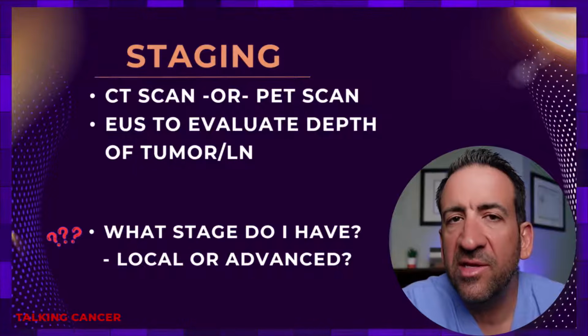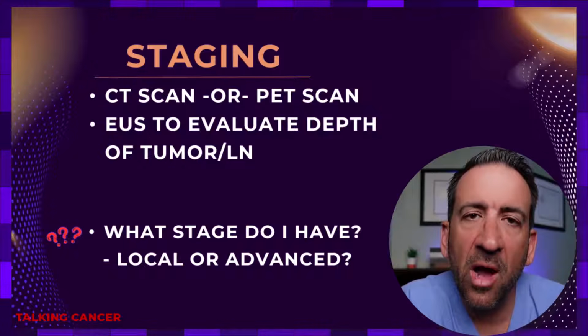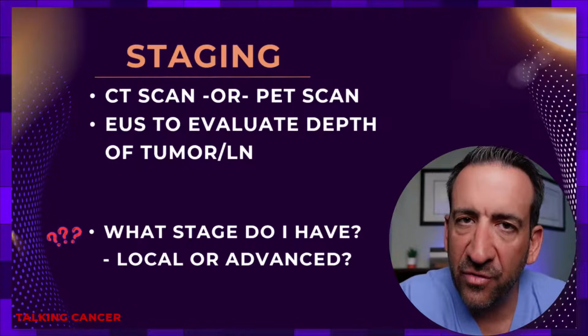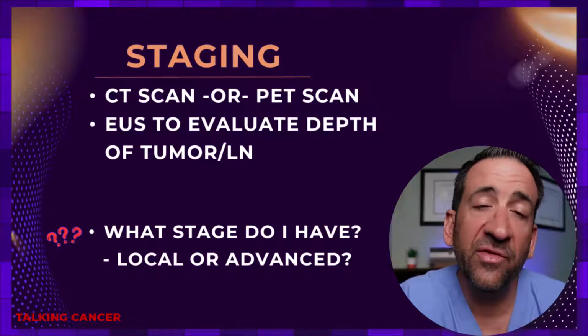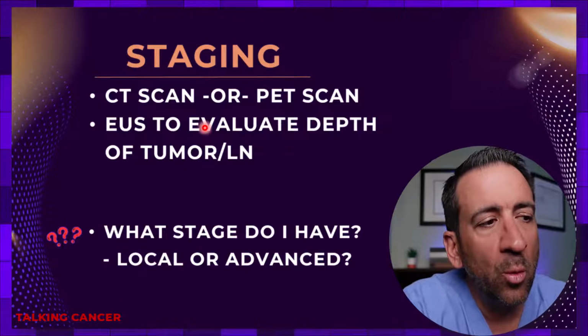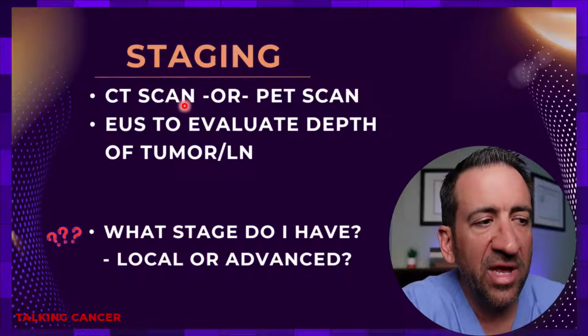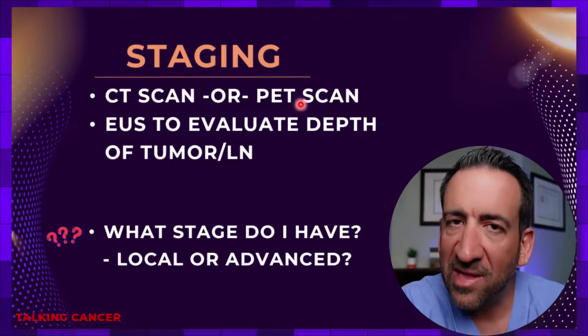All right, now let's move on to staging. This is when we will perform tests to try to figure out how advanced your cancer is, okay? Very important, because this will also have treatment implications. Now, the first thing we will order is either a CT scan or a CAT scan of your chest and abdomen, or a PET scan.